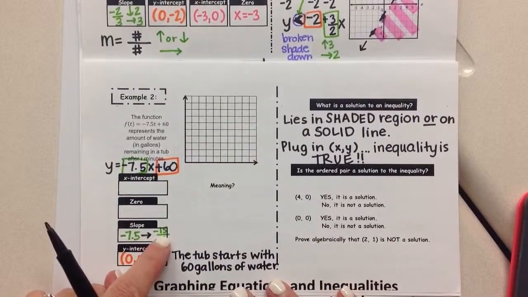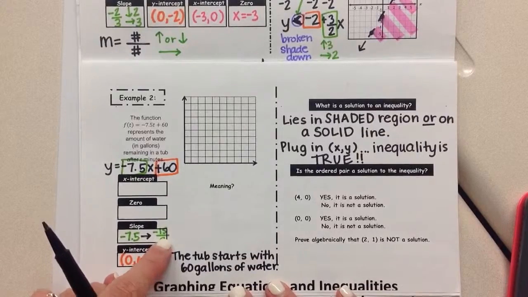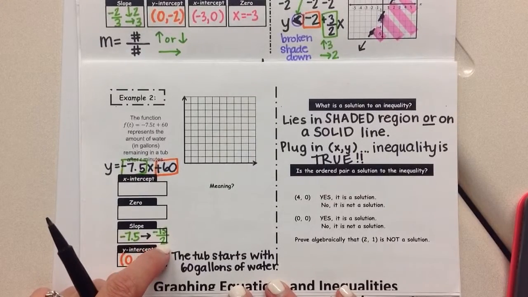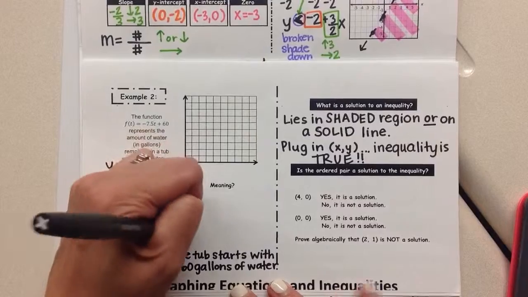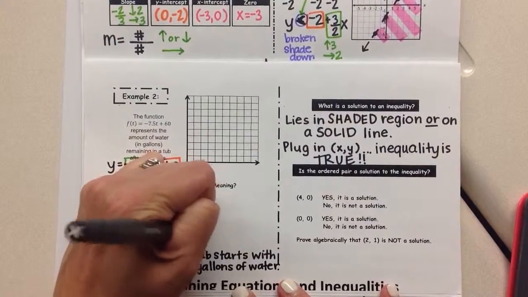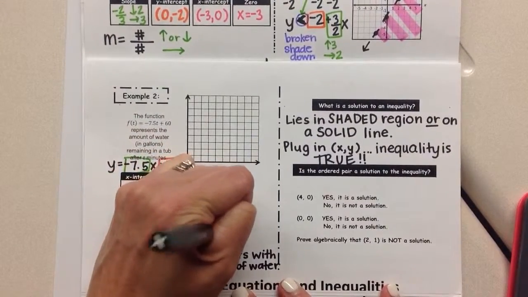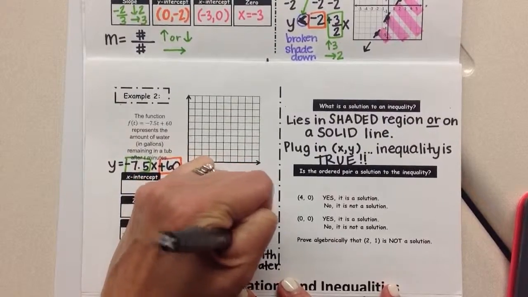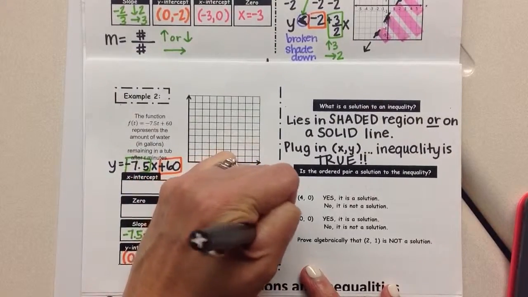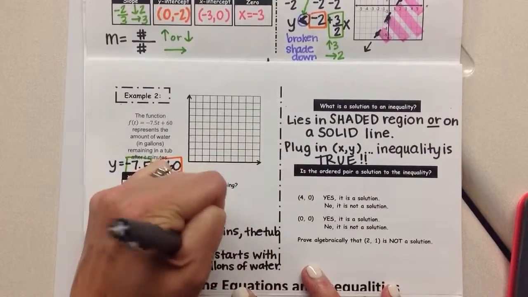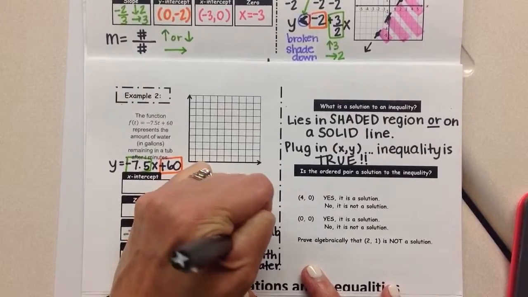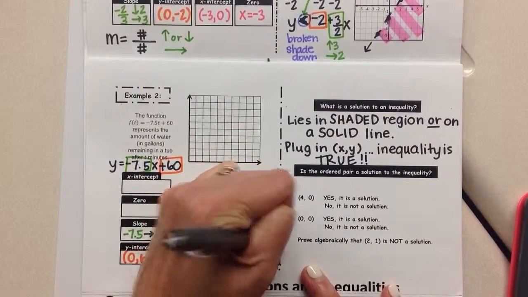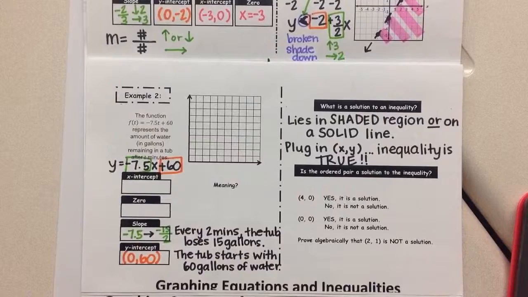Okay, so what's happening to the water looking at my slope is, am I gaining or losing water? Looks like I'm losing water. I'm losing 15 gallons in how many minutes? 2 minutes. So every 2 minutes, and I'm going to abbreviate minutes, M-I-N-S, since we're running out of space. So every 2 minutes, the tub loses 15 gallons. And you could add of water if you wanted to.